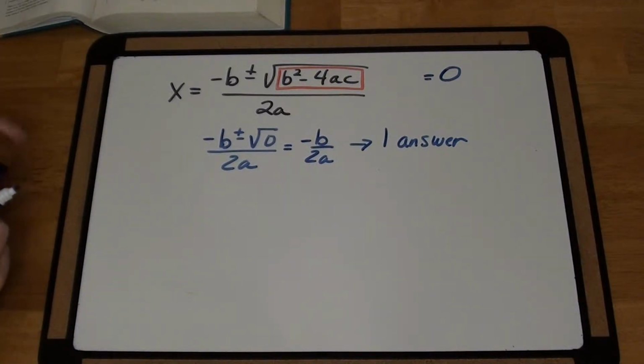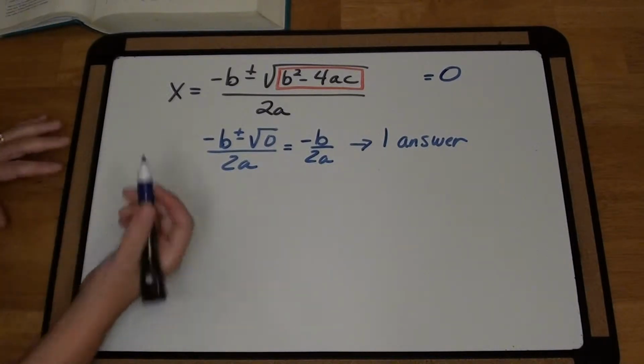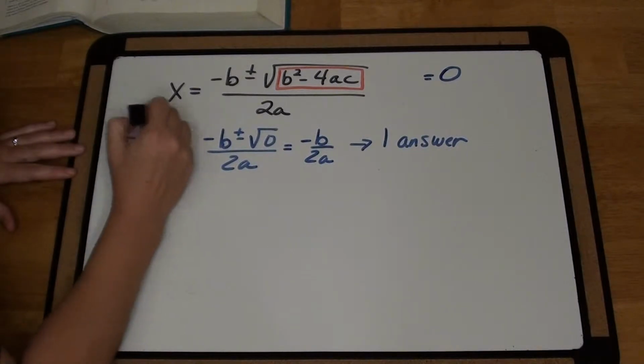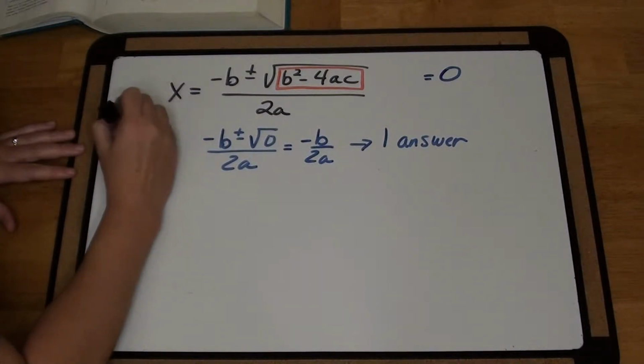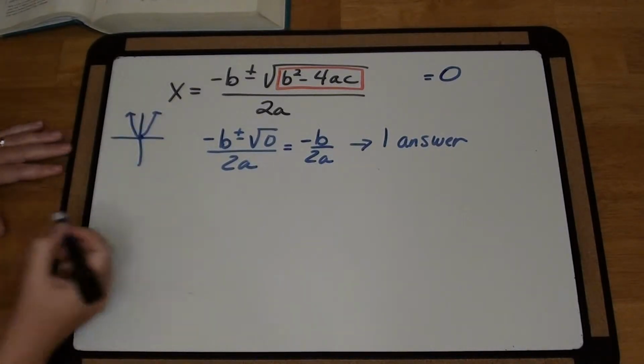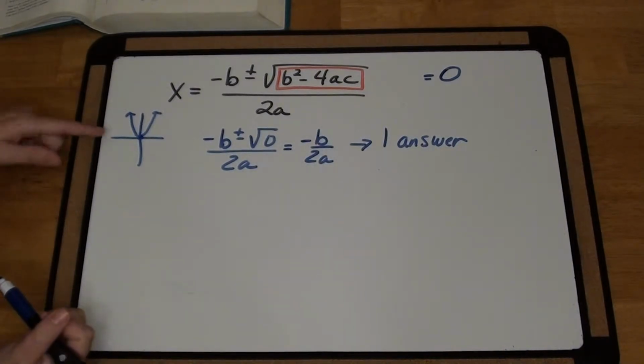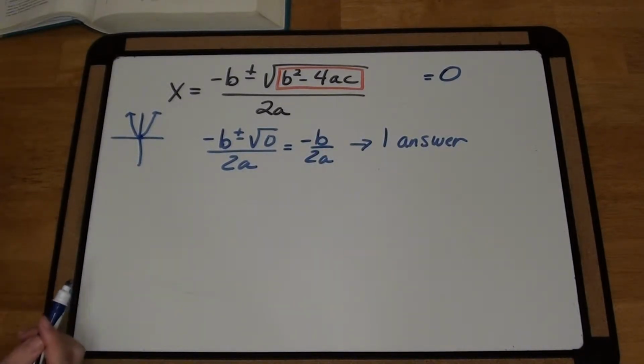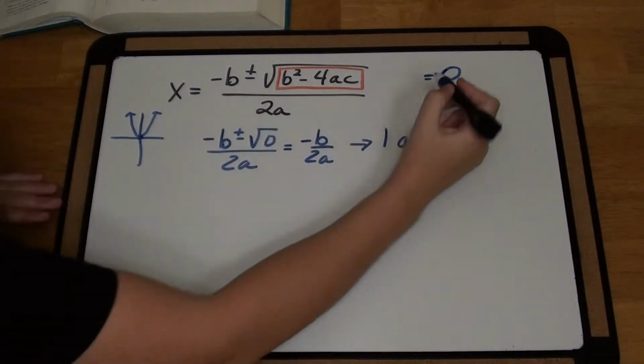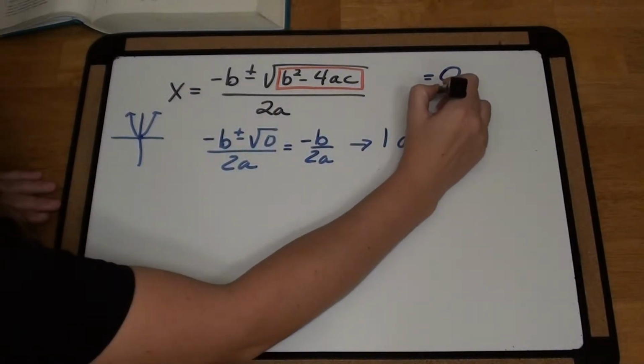And what that means is that it is sitting right there on the axis, like this. It only touches in that one point. I'm only going to get one answer for that x value. There it is. Bam. One answer. All right? Now let's imagine that it equaled -4.